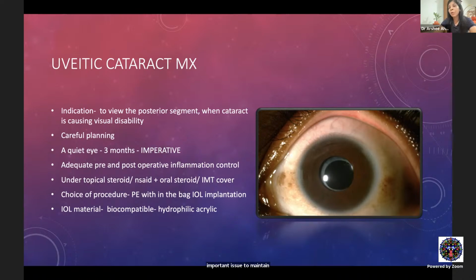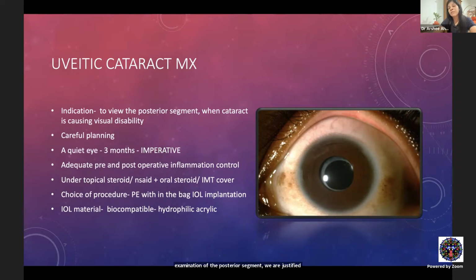Because if we go on and operate in an inflamed eye, rather than helping, we are actually causing worsening of the inflammation. So what is the indication to operate? First, if it's a visually significant cataract, and if it is precluding a view or examination of the posterior segment, we are justified in removing it.